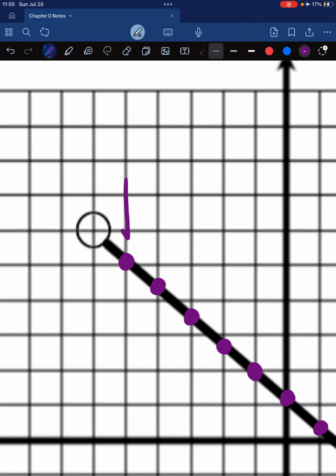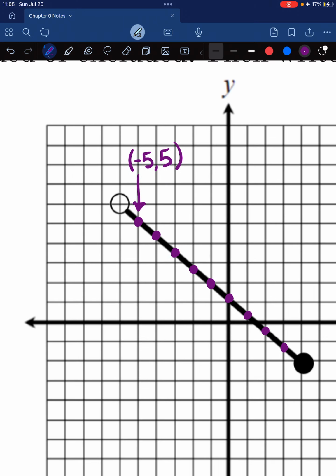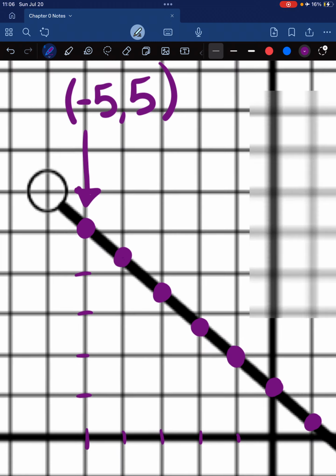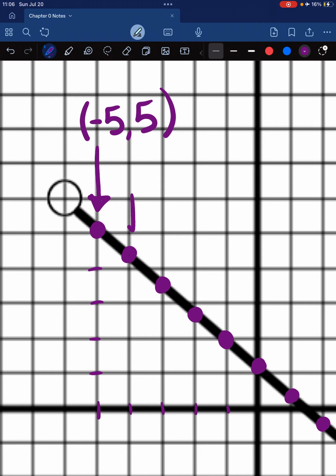Okay, so it almost looks like this point right here goes through negative 5, 5. That means I go 5 to the left on the x-axis, 1, 2, 3, 4, 5, and then I go up 5 on the y-axis, 1, 2, 3, 4, 5, negative 5, 5. Again, that's not actually what this point equals, it's just close enough for us to understand what domain means.